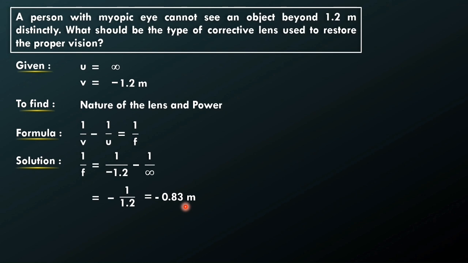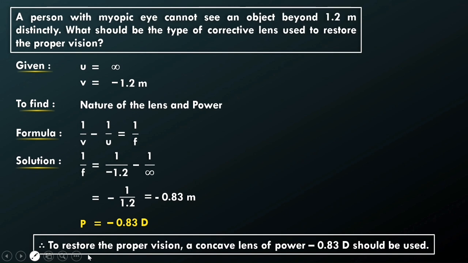Now we know that the power formula is P equal to 1 by f, right? Since the focal length is in meter, directly the power is minus 0.83 diopter. Therefore to restore the proper vision, a concave lens of power minus 0.83 diopter should be used. I hope it is clear.